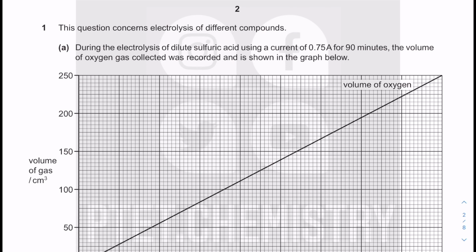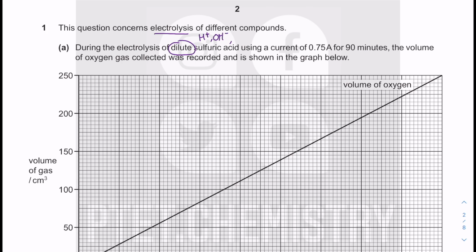Let's get started with this question 1. So this question is about electrolysis. So it's about electrochemistry. During the electrolysis of dilute sulfuric acid, we know in a dilute sulfuric acid, we have H+ and OH- as a result of the presence of water.